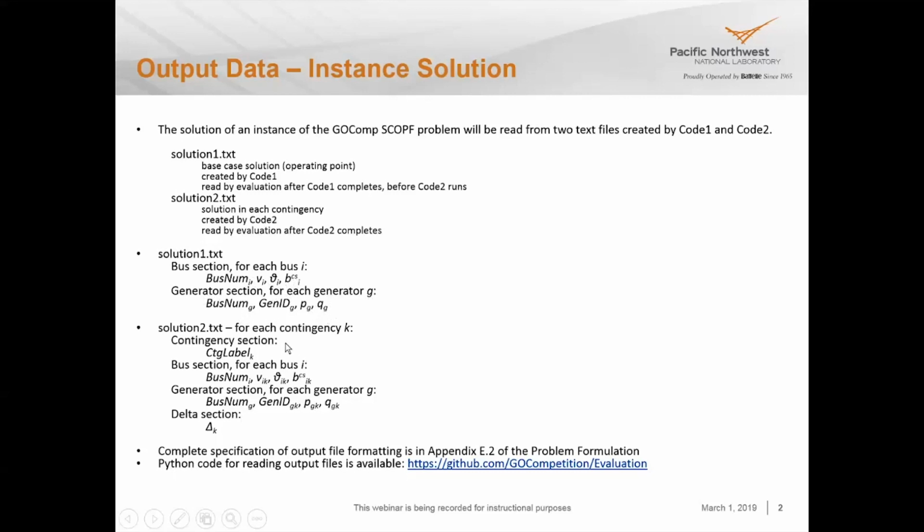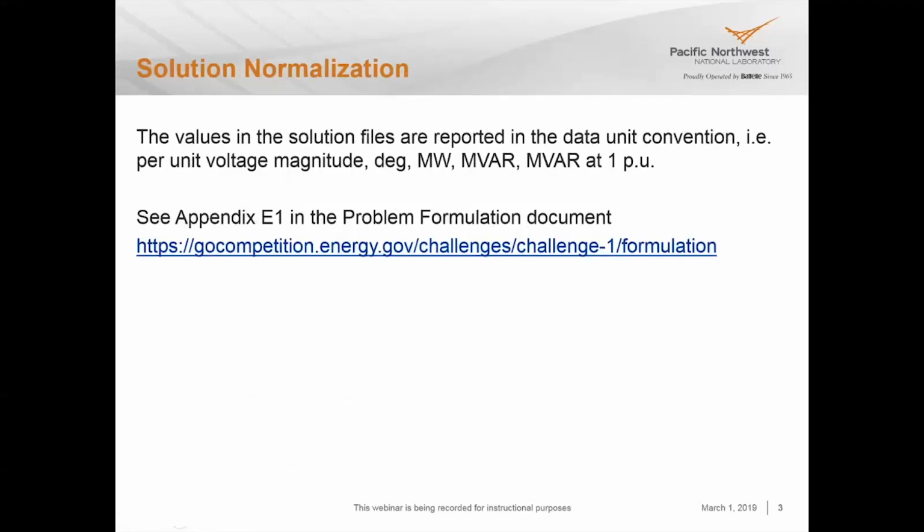Then in solution 2, for each contingency K, we have a similar structure with a bus section and a generator section. But in addition, you need to provide the contingency label for that contingency. And then there's one extra variable in a contingency, and that's the delta K. So that's a scalar for each contingency. You can find a specification of the output file formatting in Appendix E. This is section 2 of Appendix E. And there is code for reading the output files, and that's again in the evaluation repo, along with other things.